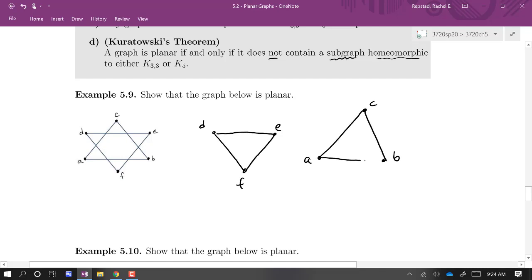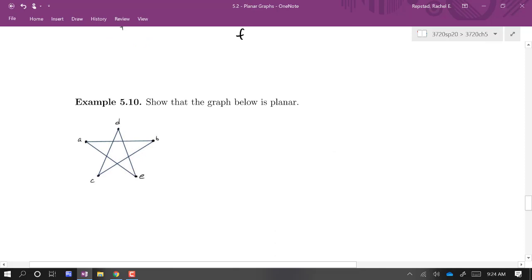And there it is, a planar graph. Similarly here, we could show that this graph is planar. I'm going to start just by putting down the vertices. And let's see what we got here.